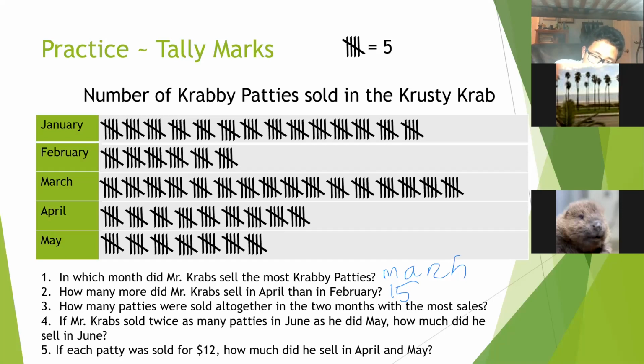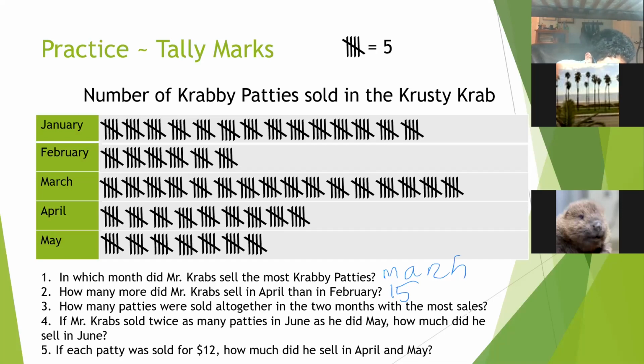And January has the second most sales, so we add that as well. So how many patties were sold altogether? That means how many patties were sold in total. So that means you just do March plus January.